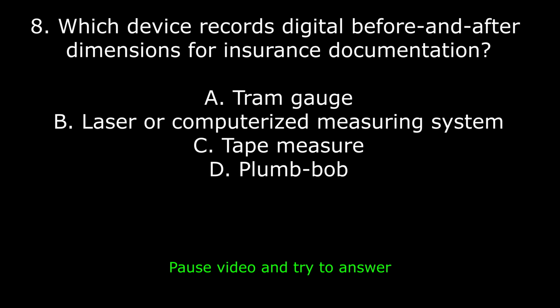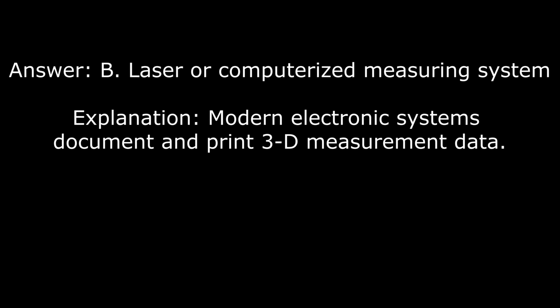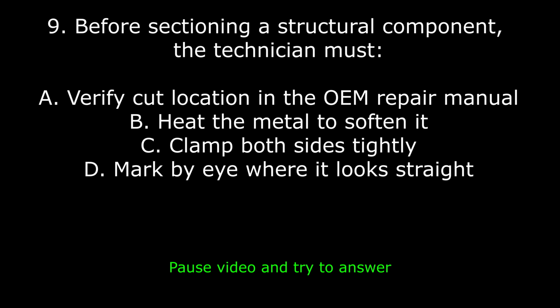8. Which device records digital before and after dimensions for insurance documentation? A. Tram gauge, B. Laser or computerized measurement system, C. Tape measure, or D. Plumb bob. Answer: B. Laser or computerized measurement system. Explanation: modern electronic systems document and print 3D measurement data.